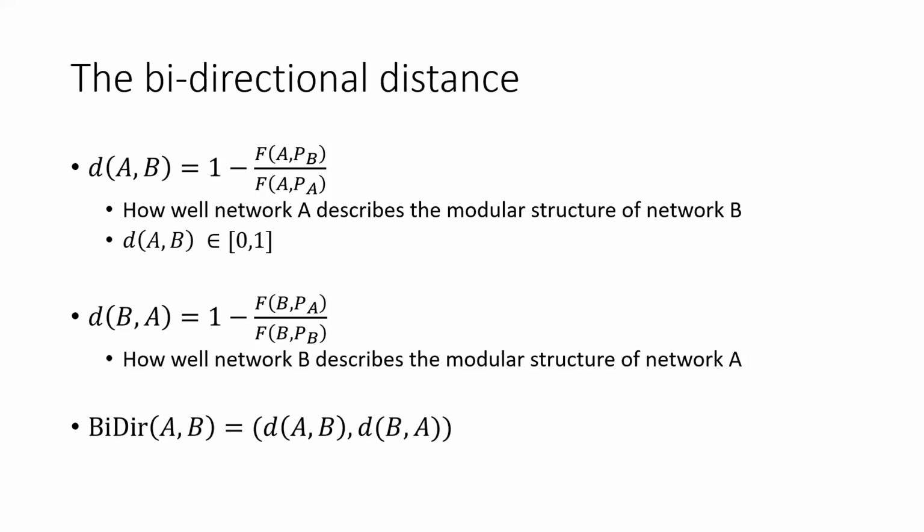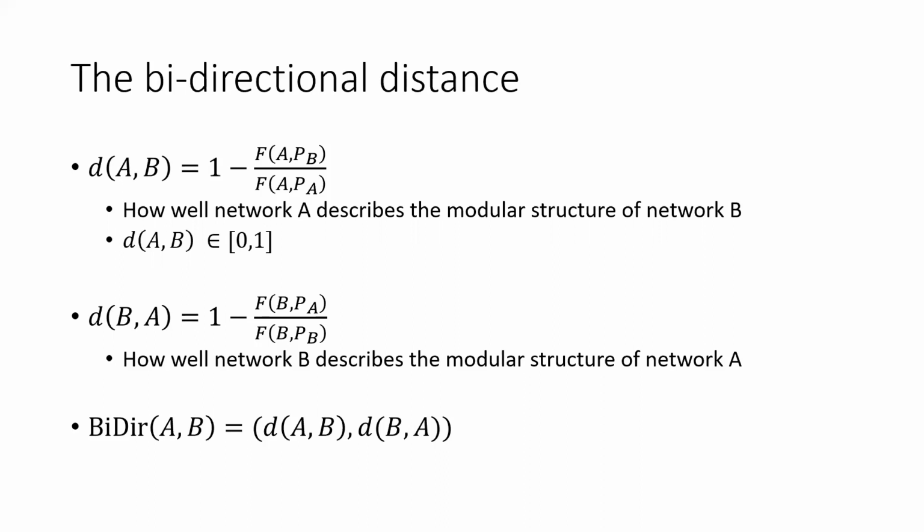We know that we can't take the quality function and compare it across two different networks, but note here that network A is consistently used. So it's the partition of B projected onto A, over the quality function obtained when taking network A and its true modular structure. And by construction, this score, this distance, lies between 0 and 1.